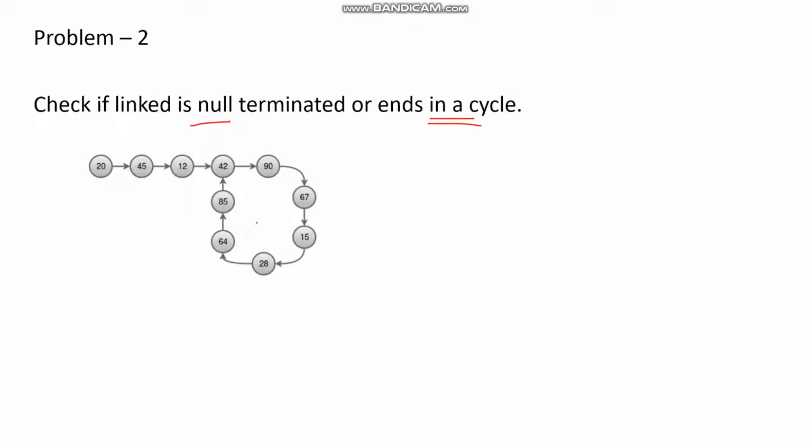So what is a cyclic linked list? In a cyclic linked list, an element contains the address of one of its previous elements. As in this case, its last node contains the address of one of the previous elements here.